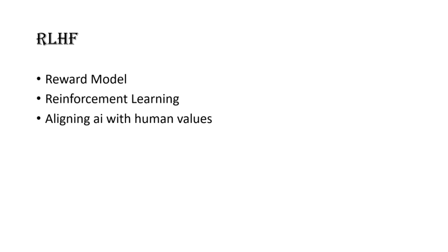And the next one is aligning AI with human values. The goal of RLHF is to steer the AI system to produce outputs that are more truthful, helpful, harmless, and aligned with human preferences, rather than just optimizing for the maximum likelihood of the training data. And it has the ability to train AI systems on complex subjective tasks that are difficult to specify with an explicit rule or reward function.